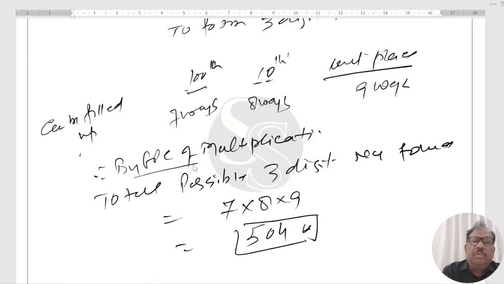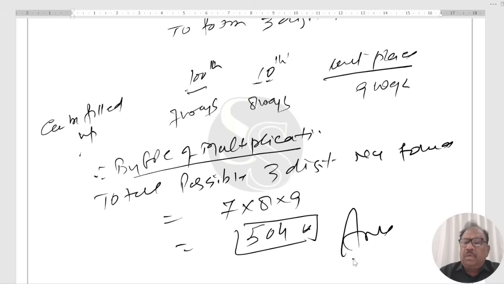FPC of multiplication means to complete an event, if a number of sub-events are there, then all the sub-events are to be multiplied. Here 3 sub-events are there: to fill up the unit place, to fill up the 10th place, to fill up the 100th place. The event will be completed when all the 3 places are filled up. Their possibility range will be 7 into 8 into 9, that is 504 ways. That is the answer, right? Next question.